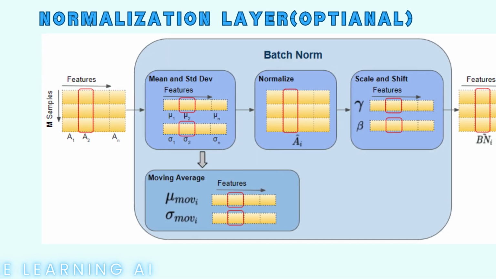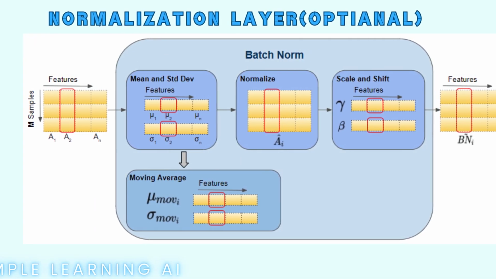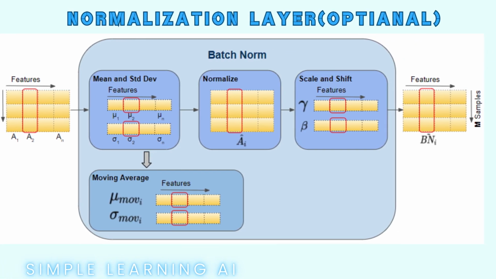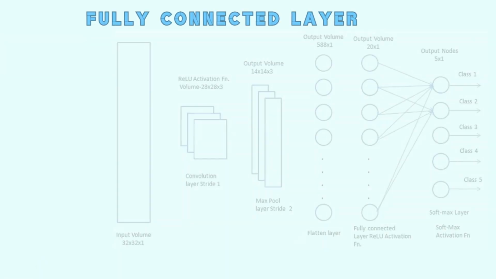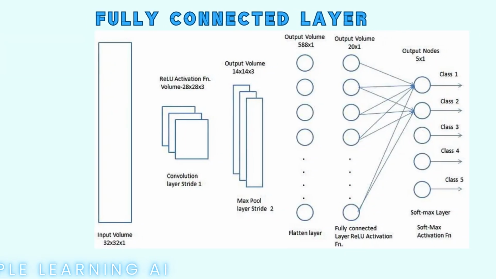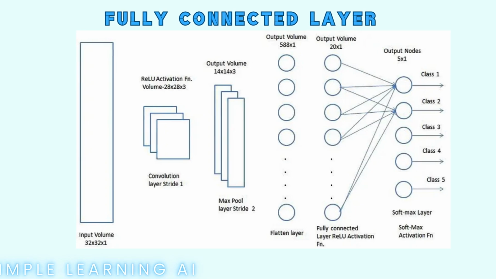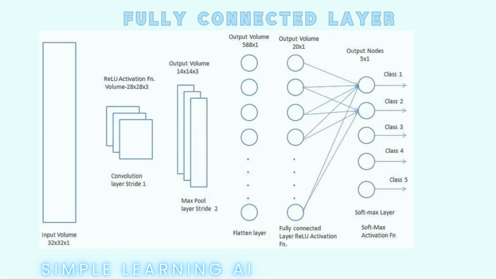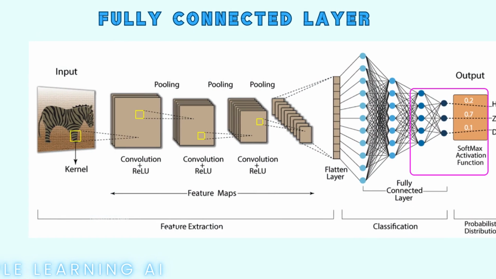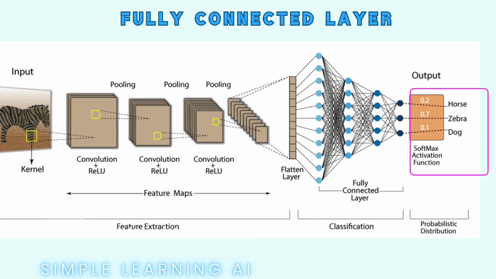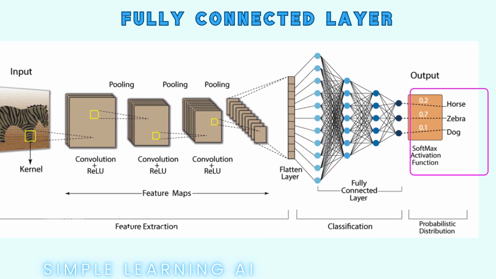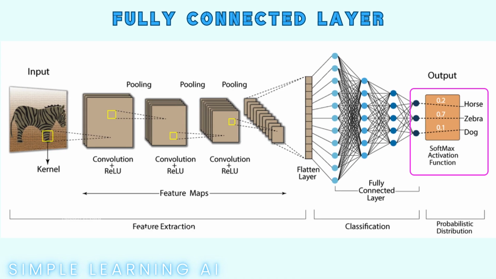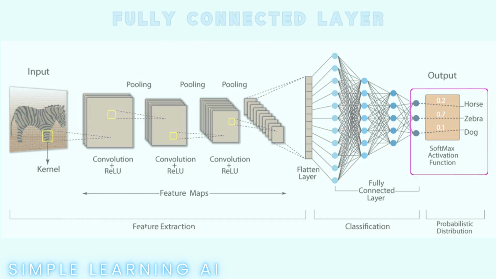Normalization layer, optional. Sometimes we add layers like batch normalization. This helps stabilize and speed up training by normalizing the inputs to each layer. Fully connected layer. Finally, the outputs from the convolutional and pooling layers are flattened into a vector and fed into fully connected, FC, layers. These layers work like a traditional neural network and learn nonlinear combinations of the extracted features to perform the final classification. The output is usually passed through a softmax function to convert it into probabilities for each class.